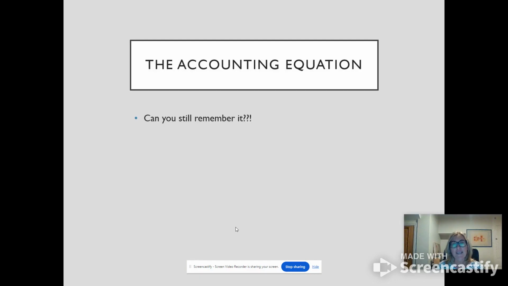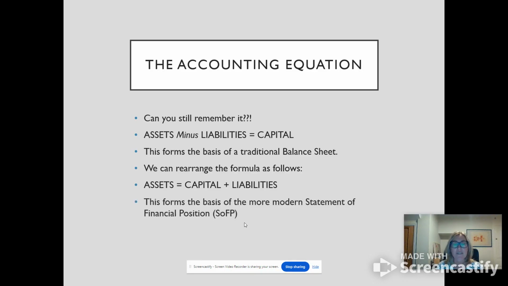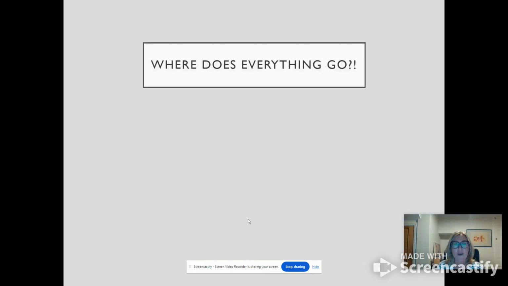Okay, so a reminder about the accounting equation. It's assets minus liabilities equals capital, and that forms the basis of a more traditional balance sheet. If you're studying business studies, you might know it as the balance sheet, particularly at GCSE. But we can rearrange that formula to say that assets equals capital plus liabilities, and that's going to form the basis of our more modern statement of financial position.